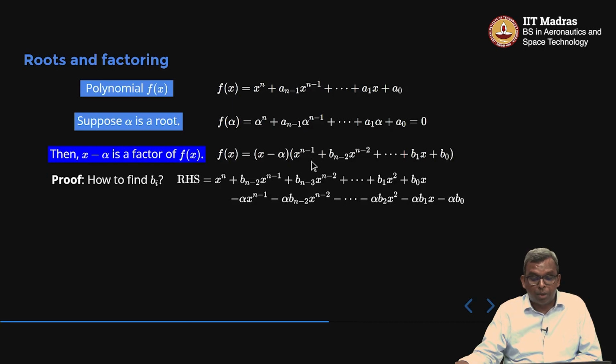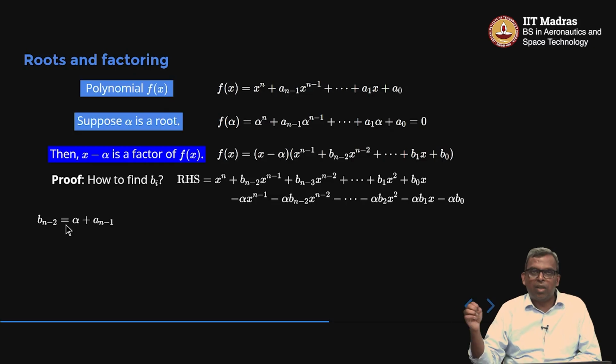I want this to be equal to f of x coefficient-wise. Coefficient by coefficient, these two have to be equal. If that has to happen, you see b_(n-2) minus alpha is the coefficient of x^(n-1). The coefficient of x^(n-1) is a_(n-1). So b_(n-2) better be equal to alpha plus a_(n-1). Only then the coefficient of x^(n-1) will match. So you found b_(n-2). So this way you find every b.